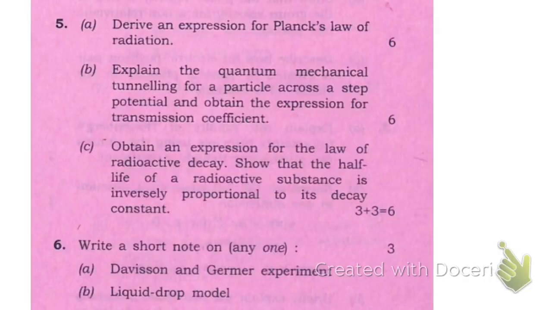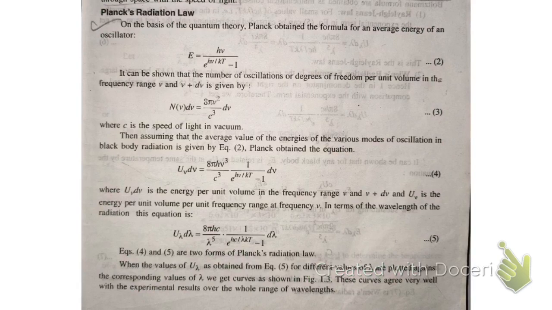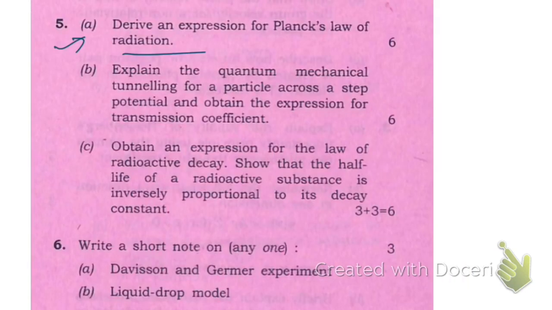Here you see, this is question number 5. Do you have an expression for Planck's law of radiation? So here is the answer. Take the screenshot. Okay, let's move on to the next question. Explain quantum mechanical tunneling for a particle across a step potential. Obtain the expression for the transmission coefficient. This question was asked in the 2022 paper as well, the same question number 5B. So this question was done. Check that video.